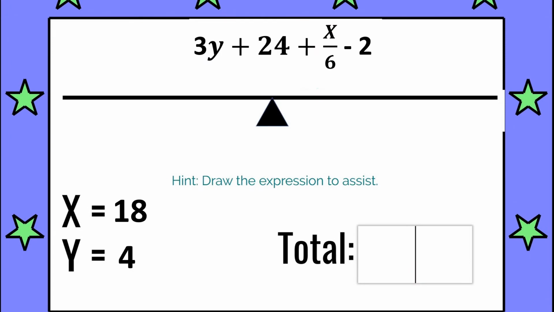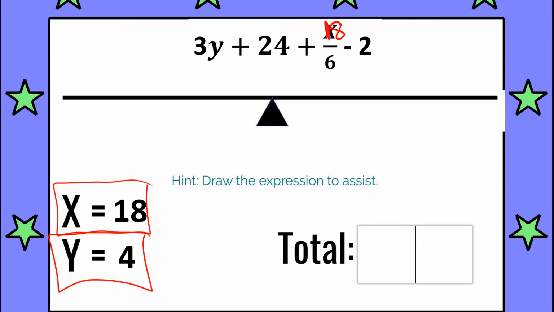All right, let's look at one more example. This one involves two different variables. I have 3y plus 24 plus x divided by 6 minus 2. So I have a y and an x. All that means is when you do your evaluation, the step of substitution, make sure that for the x, since it tells us its value is 18, you put an 18 here into the x spot. And then for the y, make sure you substitute in the fact that it's worth 4.